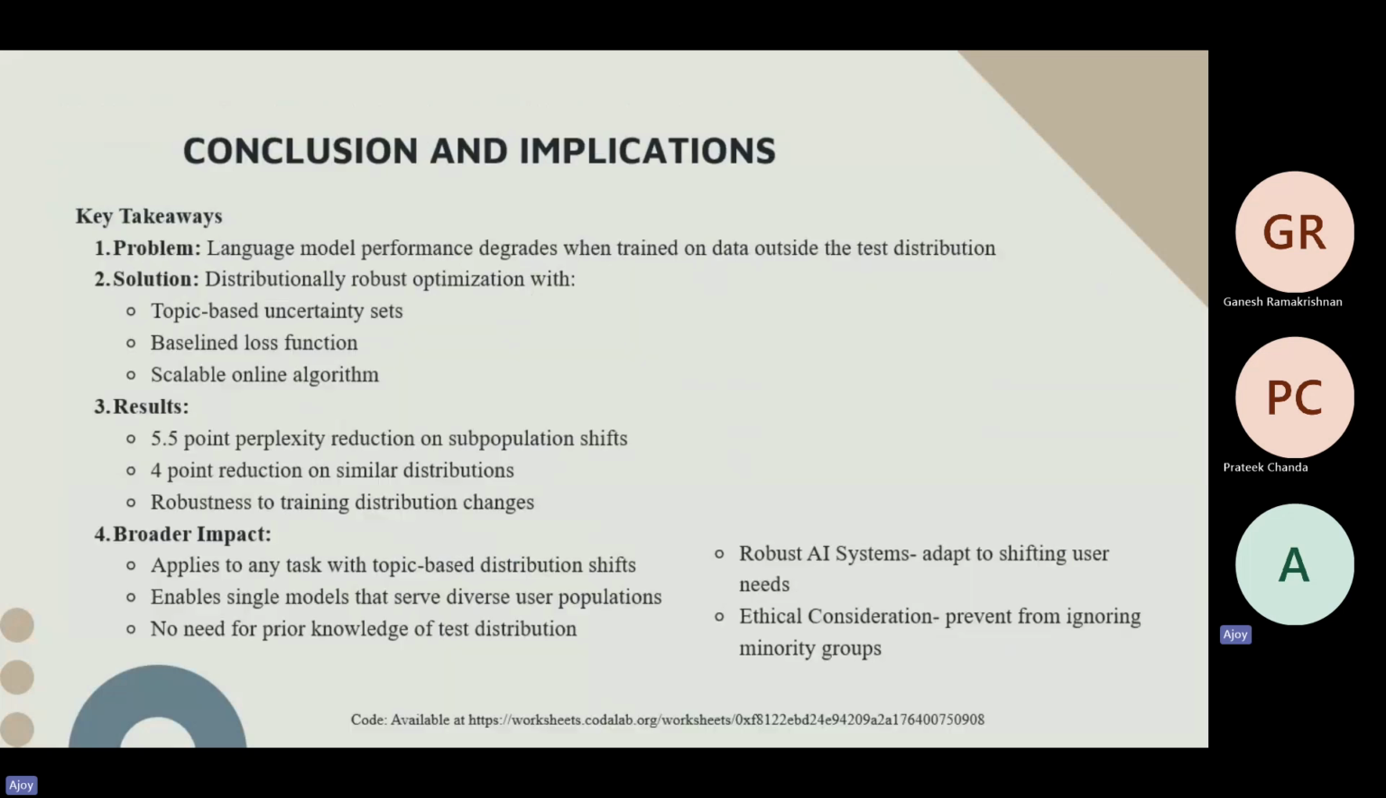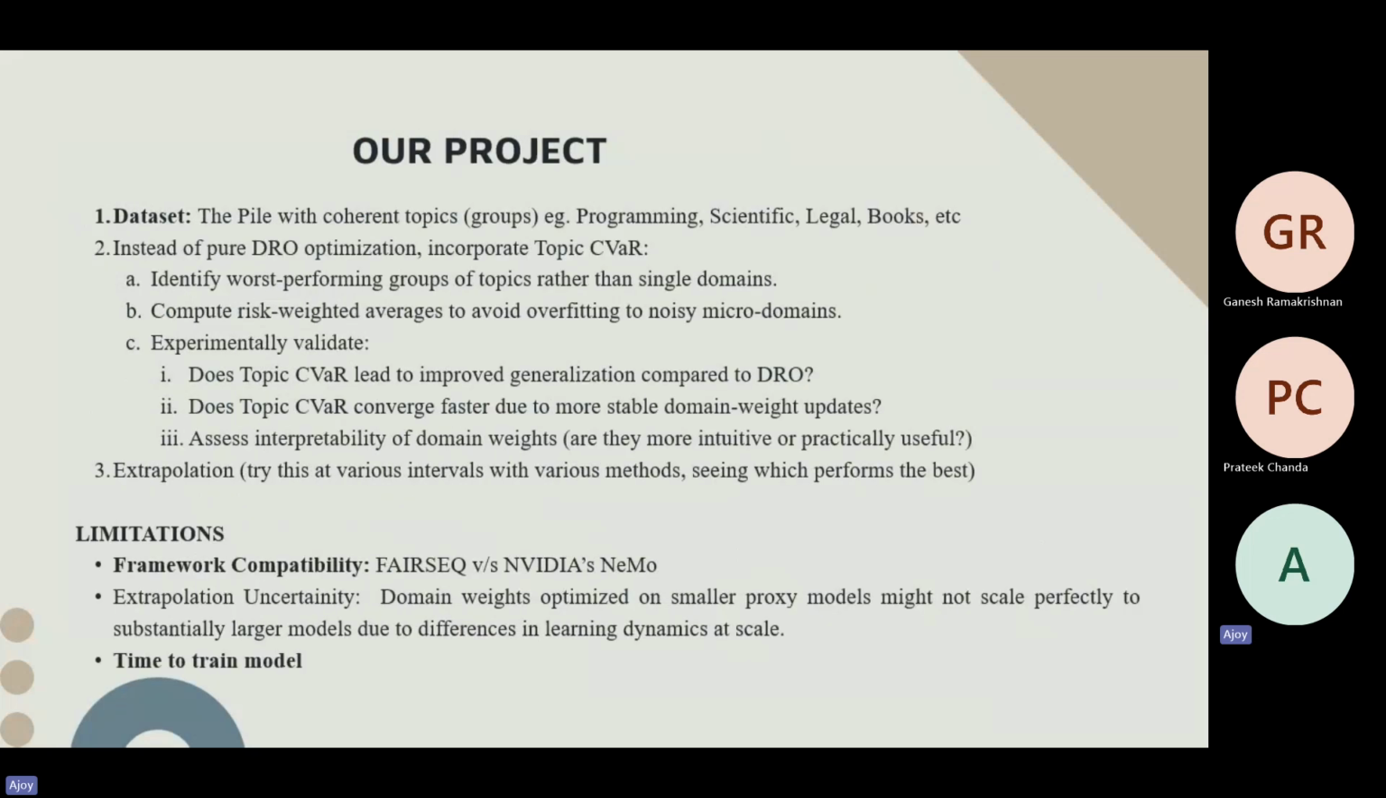MLE is doing better there. Next, the conclusions we got, and the project we were thinking of doing. Our biggest limitation is that both of these papers use FairSeq for their code, and they have code for both, but over here we use NeMo. So it will replicate anything, we would have to change the complete architecture behind it.